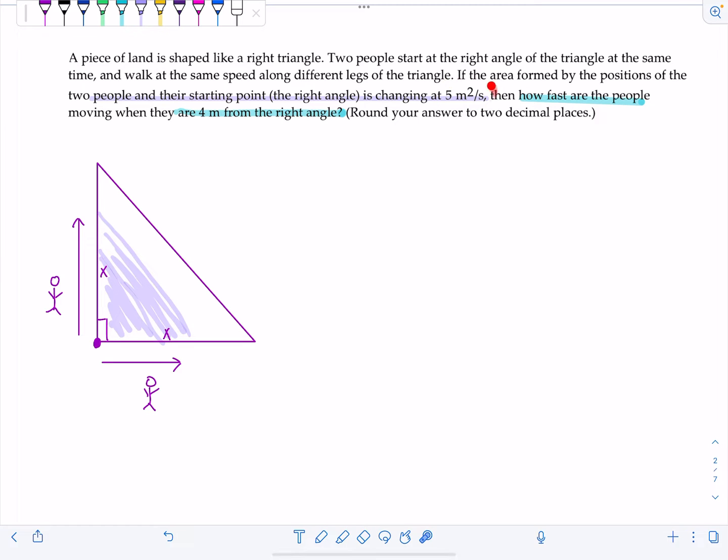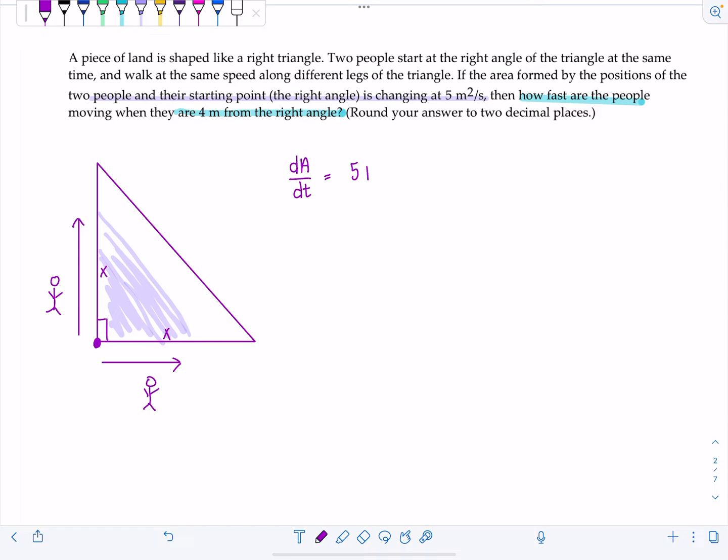Okay, 5 meters squared per second. What does that represent? That's rate of change of the area with respect to time. If you can't tell, look at the units. Meters squared. Squared quantities, that's always going to be 2-dimensional. That's going to be area. So you should be able to figure out that's dA/dt.